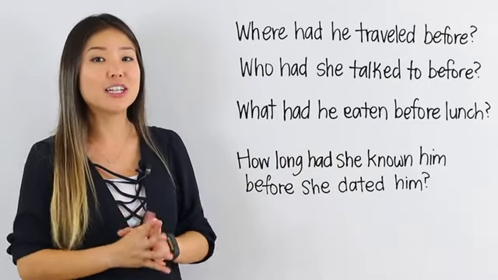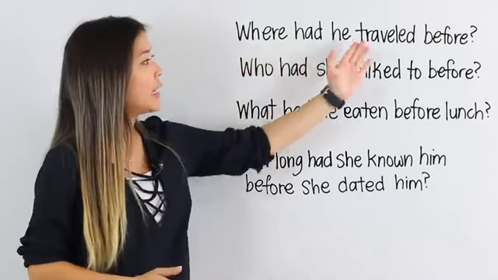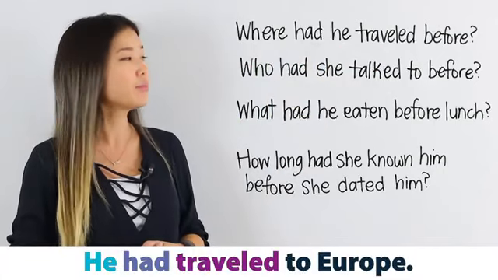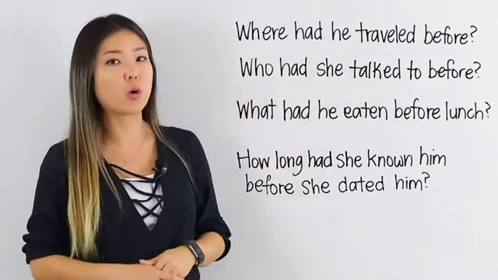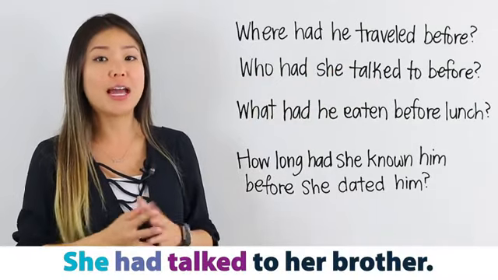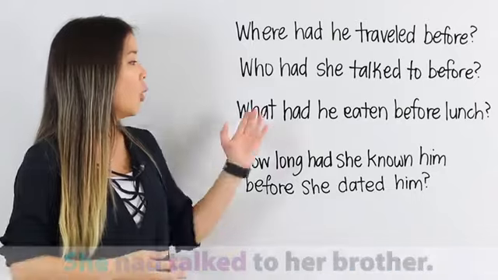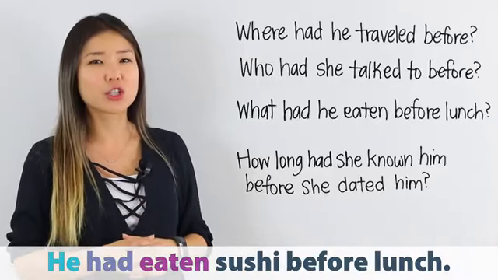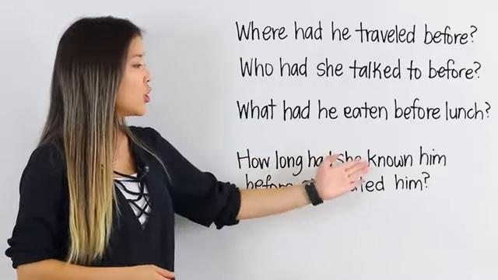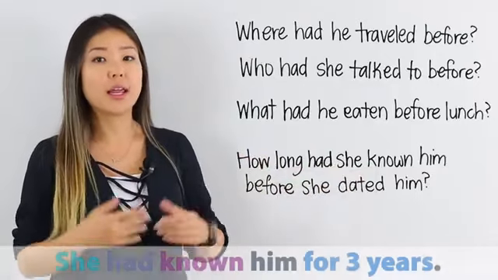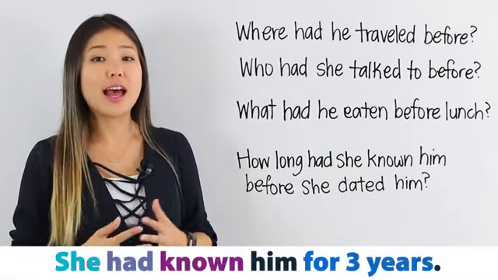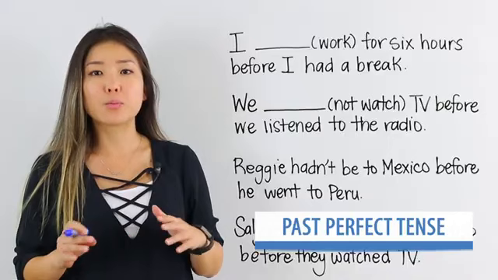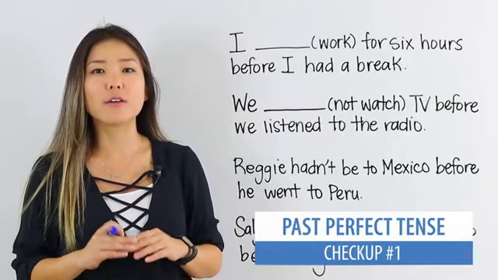Let's take a look at how to answer these questions. Where had he traveled before? He had traveled to Europe is one possible answer. Who had she talked to before? Here, I can say she had talked to her brother. What had he eaten before lunch? He had eaten sushi before lunch. And finally, how long had she known him before she dated him? She had known him for 3 years. That is one possible answer. Let's move on.